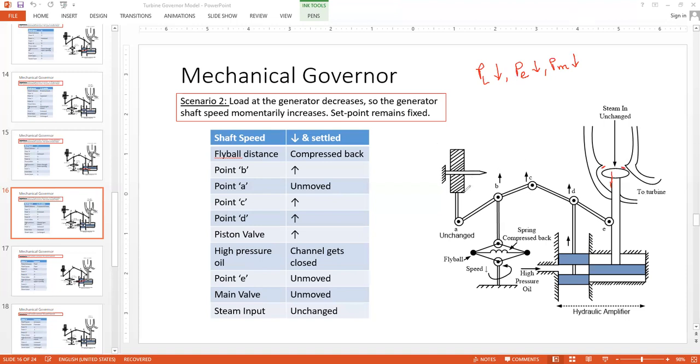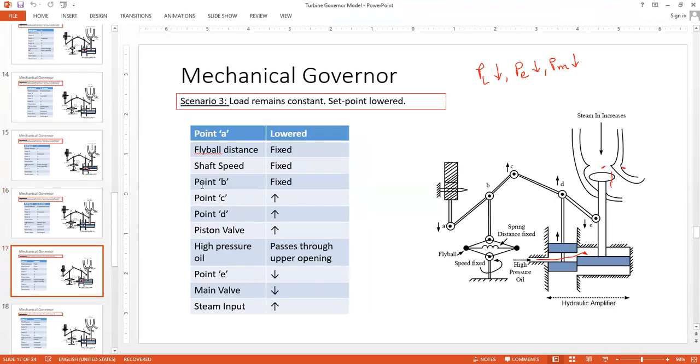In both cases, scenario 1 and 2, point A was unchanged. Then we went on to scenario 3. Now we are not changing the load anymore. What we did was put point A in the downwards direction. Okay, we pull it down.